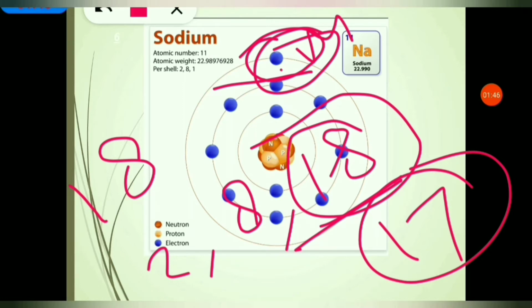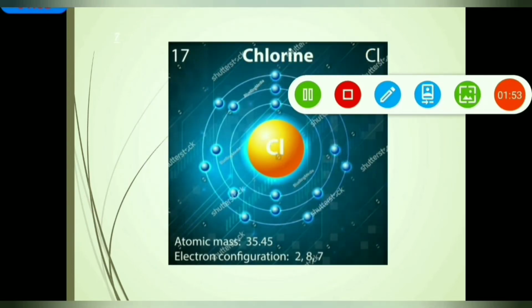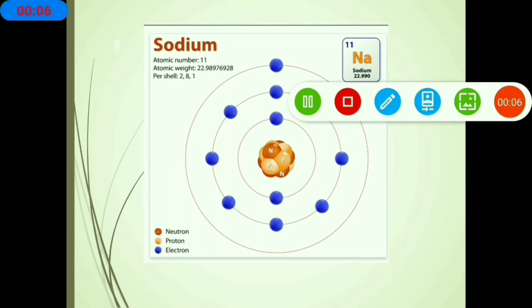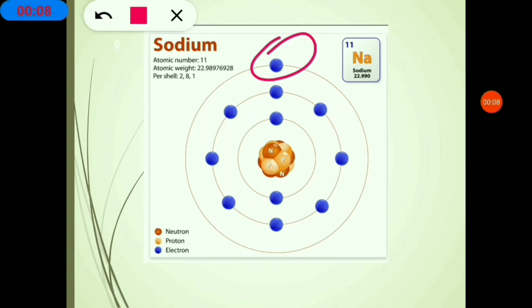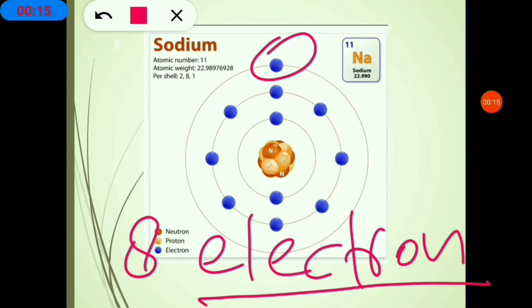Then what will happen? There is one rule called the octet rule. According to the octet rule, the outermost shell, which for the sodium atom is the M shell, should have a minimum of 8 electrons. There can be more, but a minimum of 8 electrons is needed to get stability.